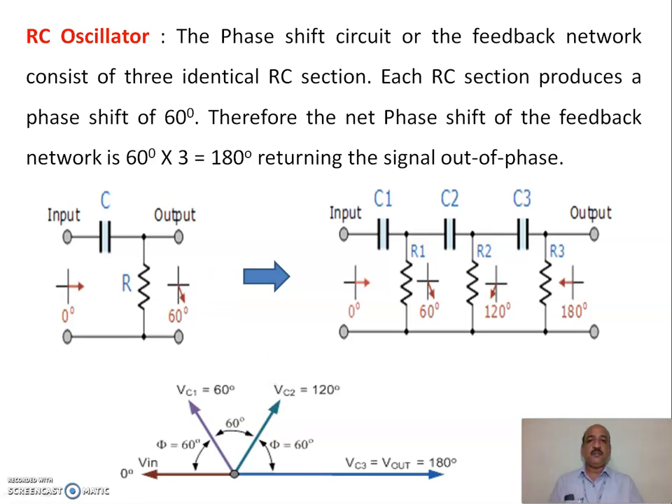So here, if you apply the signal to this RC network, there will be a phase shift of 60 degrees, which is shown here. The same thing applied for the three RC networks: 60 degrees is added to another 60 degrees, giving 120 degrees, plus 60 degrees, total 180 degrees, returning the signal out of phase. The vector diagram is also shown here: 60 degrees because of one RC, 60 degrees because of another RC, and 60 degrees because of the third RC, connected one after the other, giving a total of 180 degrees, the signal out of phase.